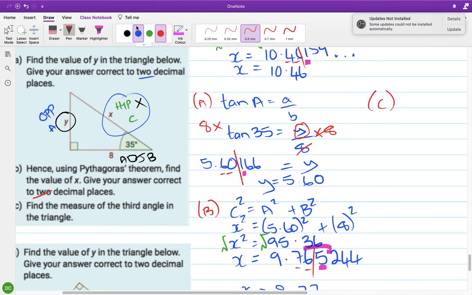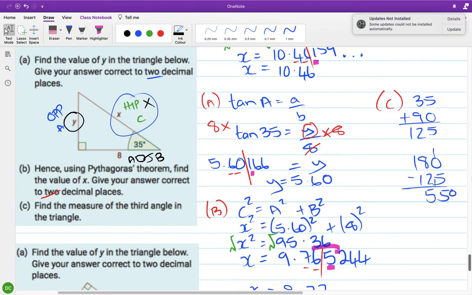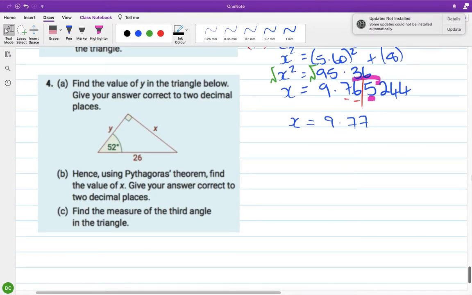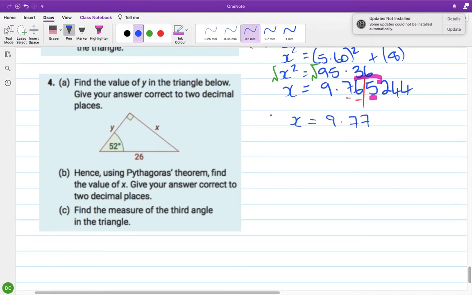And then the measure of the third angle again is nice and easy. So C, I have 35 plus 90, 125, and then 180 minus 125, 55 for the third angle. Okay, and the last one again, similar, same job. So opposite the right angle is the hypotenuse, C. Opposite the marked angle is the opposite, A. And then this one over here is the adjacent, B.